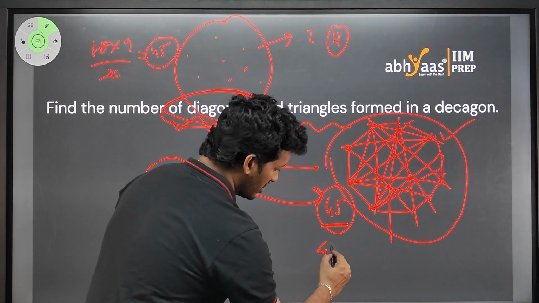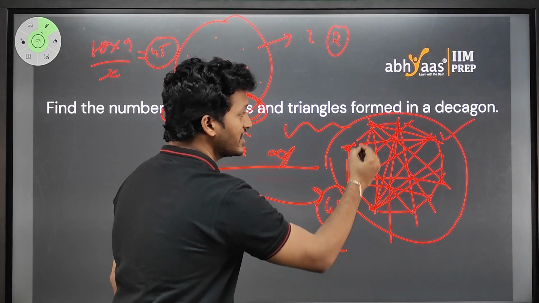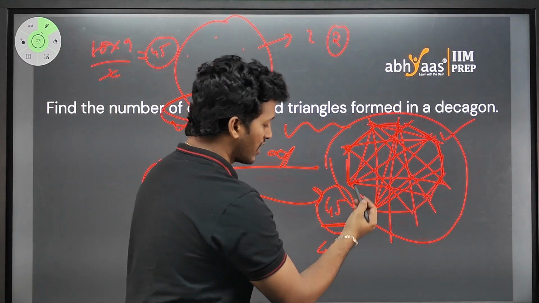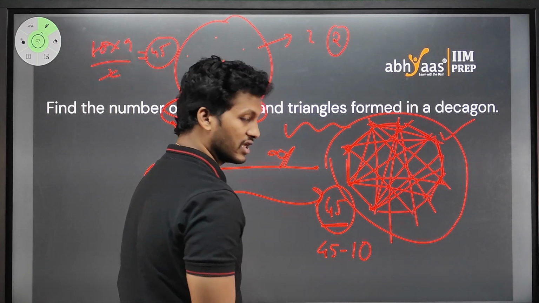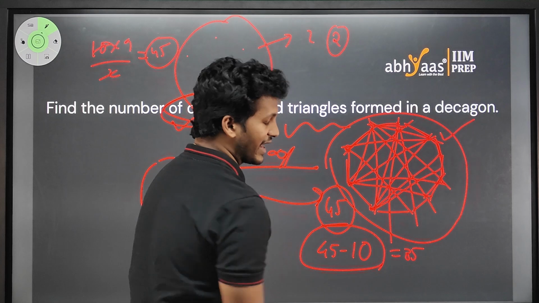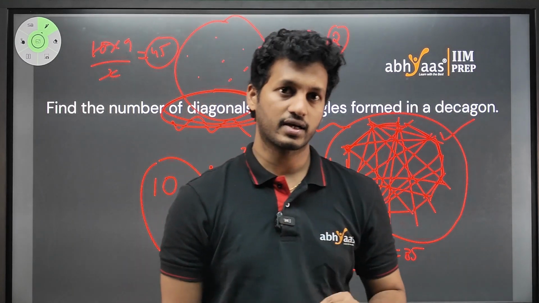That is 45 minus how many sides are there? If you remove sides, I get only diagonals. So I have 10 sides in a decagon. So 45 minus 10 is equal to 35. 35 diagonals are possible in a decagon.